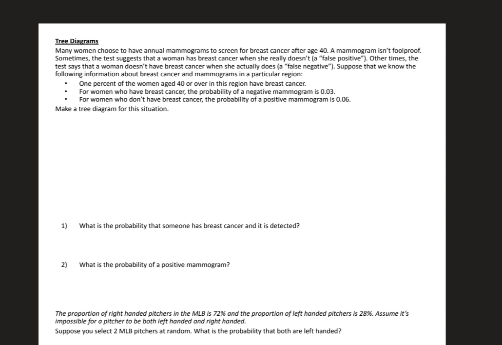So we're kind of dealing with two things. We're dealing with people either having breast cancer or not having breast cancer, and then whether they get a positive or negative mammogram. The information given in this particular problem is that 1% of women aged 40 or over have breast cancer. So we have two situations. Someone either has breast cancer or they don't. And the probability of someone having breast cancer is that 1%, which could be written as 0.01 as a decimal. That means 99% of women do not have breast cancer, which as a decimal is going to be 0.99.